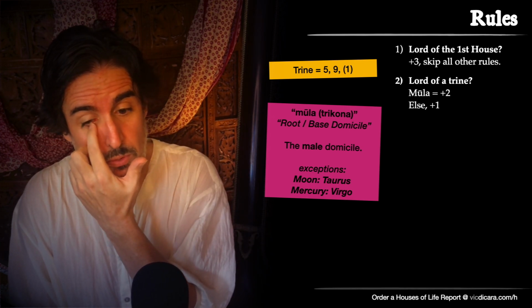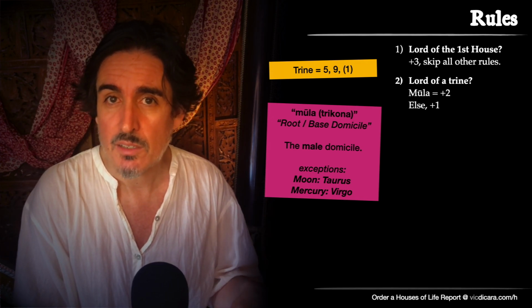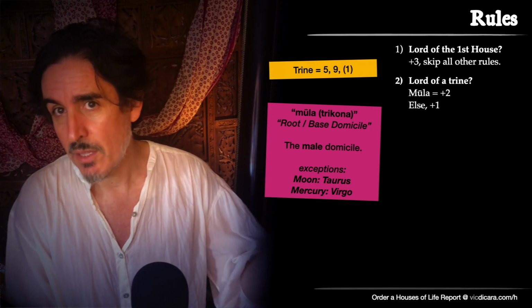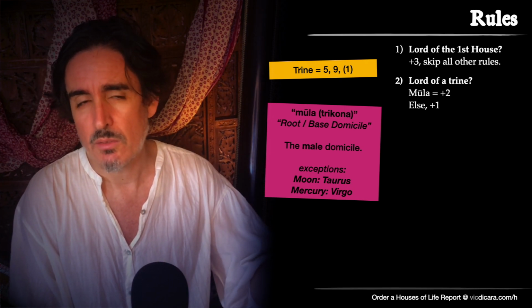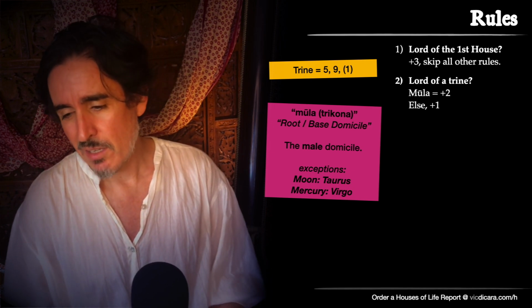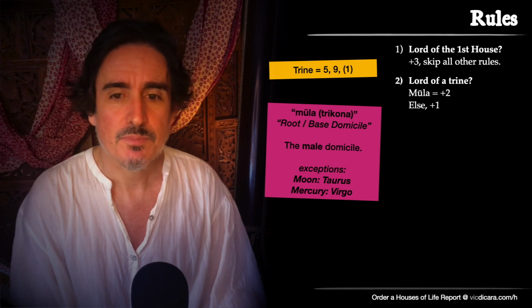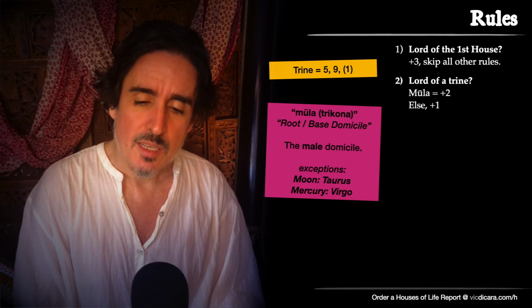And the simple rule for the mula trikona is that it's the male sign. Every planet owns a male and a female sign, almost every planet. And so the male one is called the mula sign, and the other one is just the regular domicile. Because the male is the foundation, the provider of stability and muscle and strength. There are two exceptions to the rule.